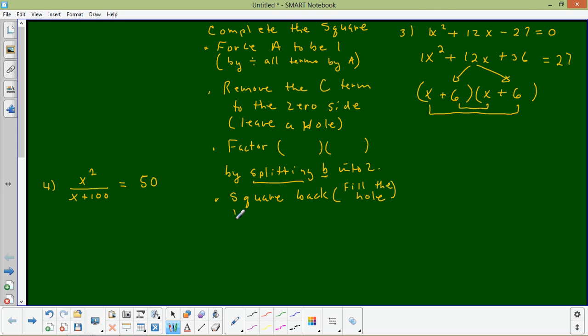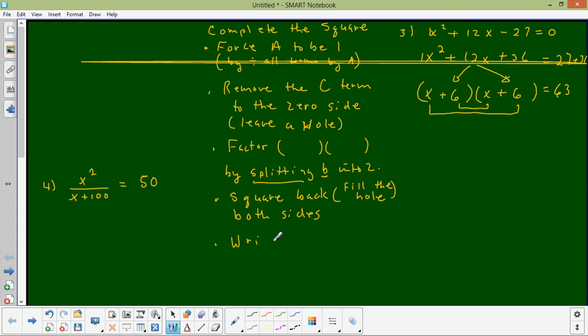And I want to say both sides because I can't just add a number to one side of a balance, one side of an equation. I have to also add that 36 over here on the left hand side. And so 27 plus 36 makes 63 over on that side. Now, write it as a square.